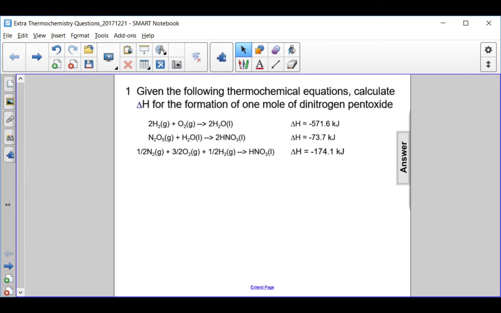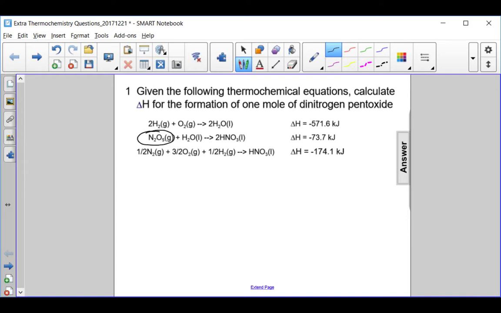Given the following thermochemical equations, calculate delta H for the formation of 1 mole of dinitrogen pentoxide. Okay, so we need to take each of these three equations and add them together. And when we add them together, we get the net reaction of the formation of N2O5. So the first thing I notice here is that in the second reaction, N2O5 is a reactant.